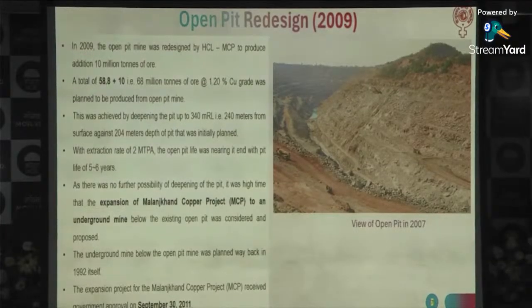So MCP, our internal team, redesigned this mine in the year 2009, and we added 10 million tons of production to this 58 million. So we went up to 68 million tons at 1.2% grade. That was again, we increased the depth from 376 to 340. And this was planned so that with this, we could at least survive for another 4 to 5 years.